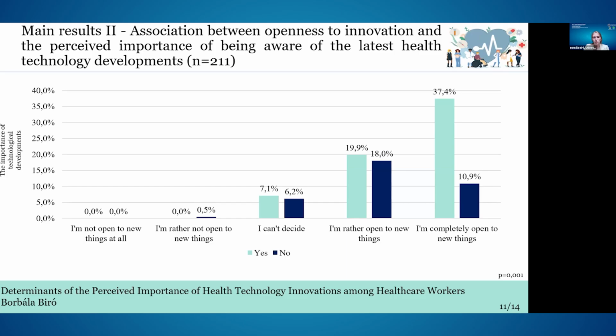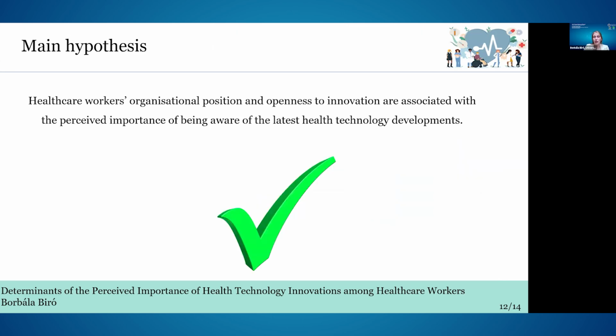My conclusion was that the first sub-hypothesis showed a moderate correlation and the second sub-hypothesis showed a weak correlation, so I accepted both sub-hypotheses as well as the main hypothesis.